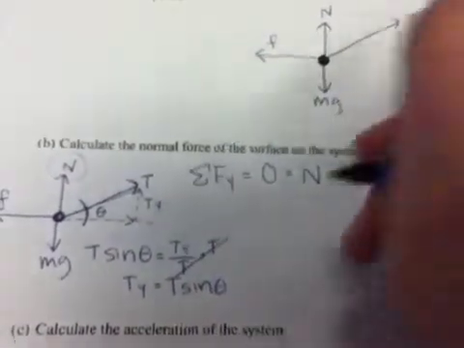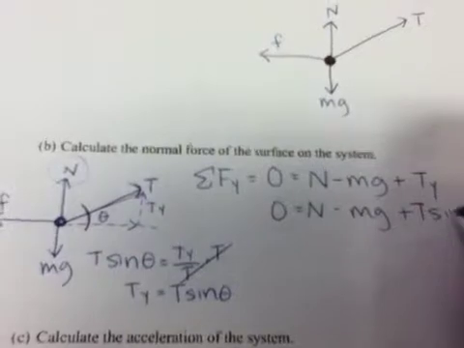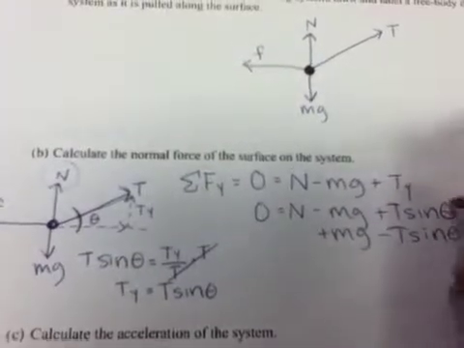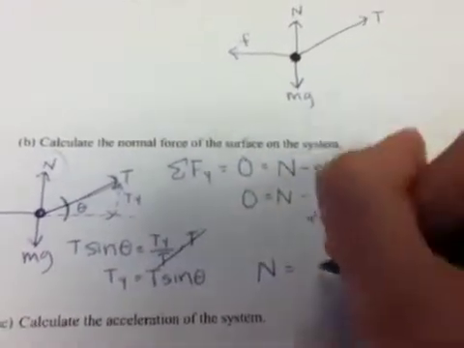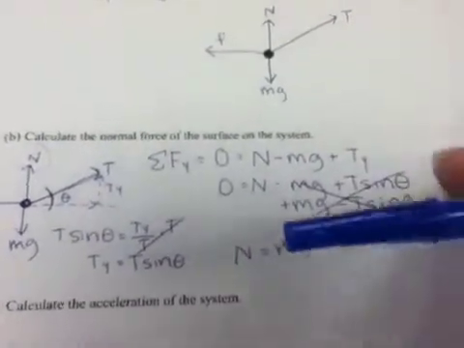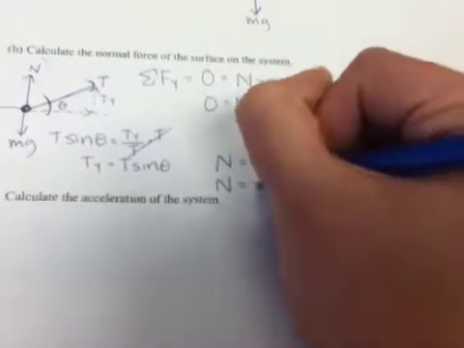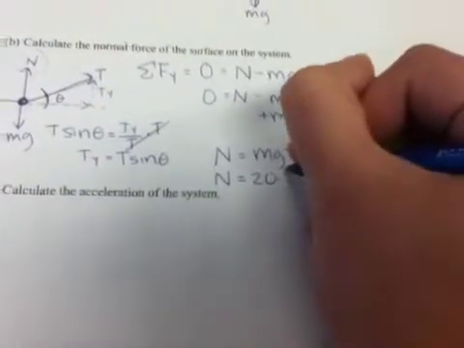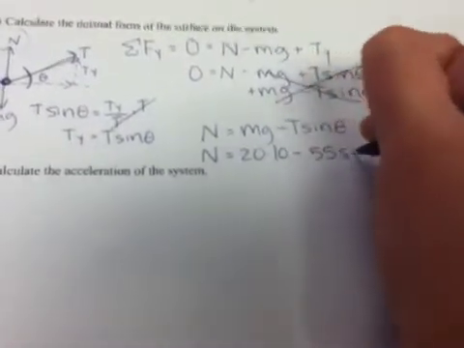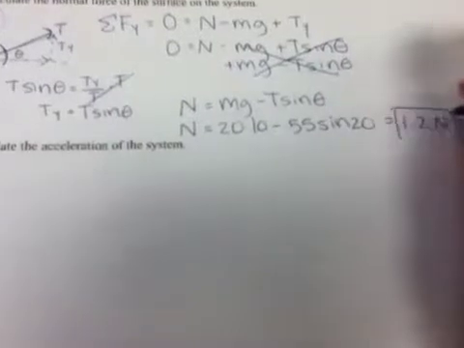So we get 0 equals normal minus mg plus T sine theta. We're looking for normal, so let's add our mg and subtract our T sine theta from both sides. So we end up with normal equaling mg minus T sine theta. Now all we need to do is plug in because they give us everything. So the normal equals our mass, which is 15 plus 5, so we get 20, times our 10, minus the 55, because that's what they give us as the force, times the sine of 20. And we put all that together in our calculator, we should get about 1.2 newtons.